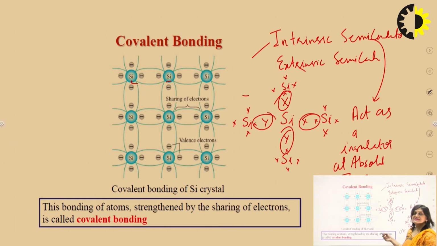And on increasing temperature, means at room temperature, these bonds break, and when these bonds break, the electrons are liberated, and these electrons are free to move within the crystal, and are freely available for conduction also. So that's why on increasing temperature, at room temperature, means 25 degrees centigrade, the conductivity of the intrinsic semiconductor increases.